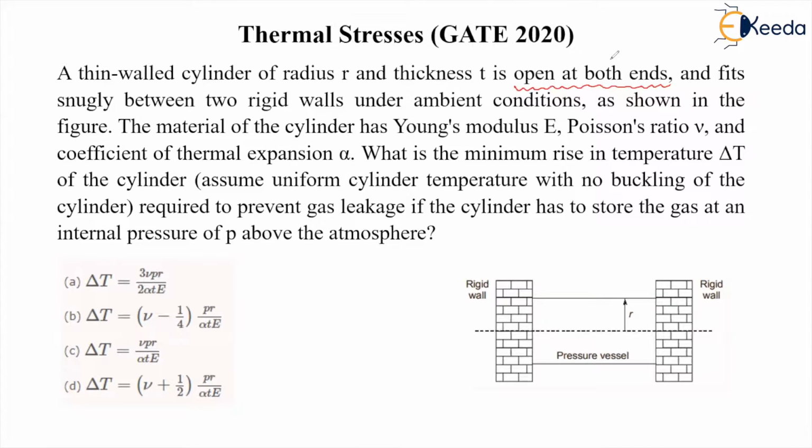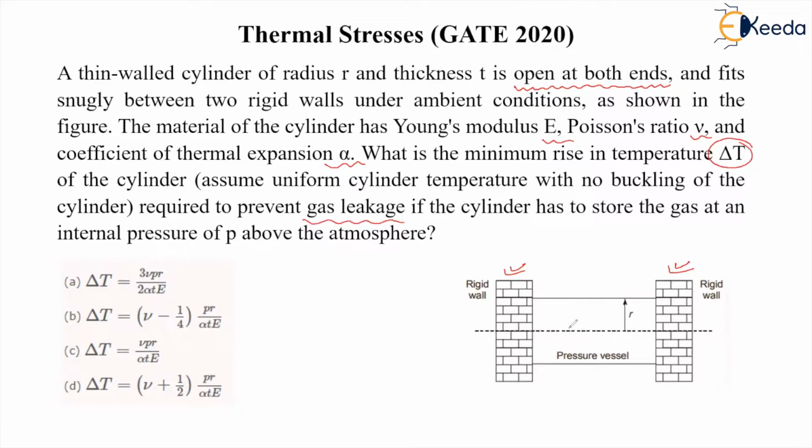And it fits snugly between two rigid walls. Two rigid walls are there and it is kept in between the walls. Young's modulus E is given, Poisson's ratio nu is given, and coefficient of thermal expansion alpha is given. We have to find out what temperature rise should be there so that there is no gas leakage. The gas should not leak.